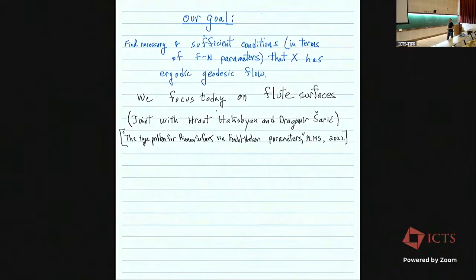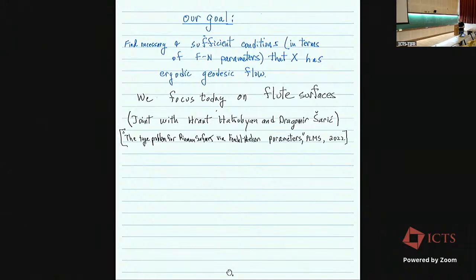Okay, so here's our goal for today. Well, we're not going to get to this, but here's a question that comes under the category of the type problem, and I'll explain what type means in a moment. Find necessary and sufficient conditions using Fenchel-Nielsen parameters so that X has a geodesic flow. So find necessary and sufficient conditions on X in terms of the geometry. How can you use Fenchel-Nielsen parameters?